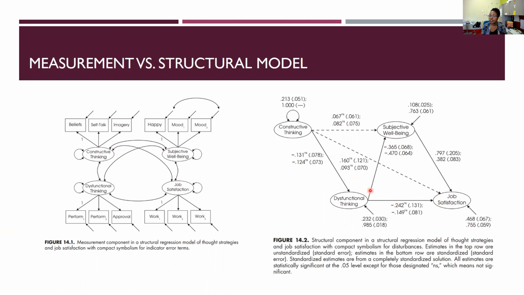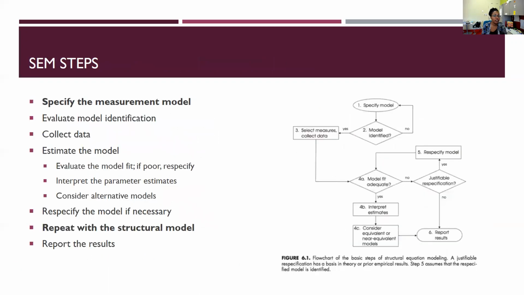So we would run this model and evaluate the fit, and we can still respecify things either within these direct effects or in the measurement model if we really wanted to, but most of our changes are going to be focused on these direct effects that we added in. So the steps here are going to be exactly the same as what we've been doing, except we're going through twice. We're going to go through with the measurement model, and then we're going to repeat everything with the structural model.